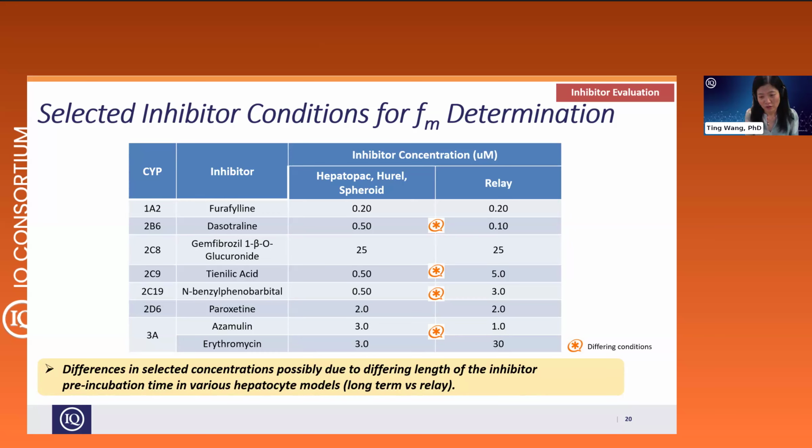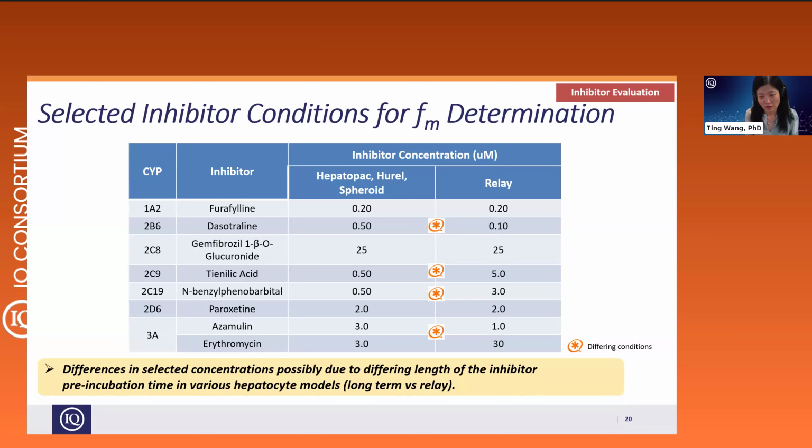Great. Thank you, Ting, and hello, everyone. Thanks to Helen and Ting for describing the study designs and how the working group selected the inhibitor conditions for these 4 hepatocyte systems. Can we go ahead and advance the slide?